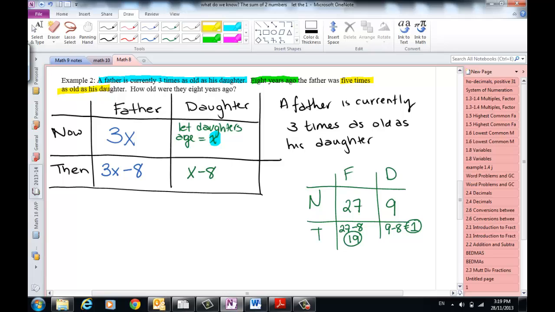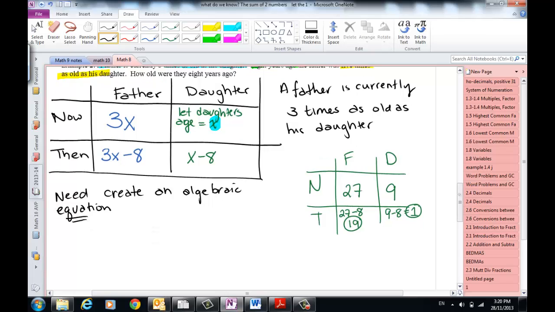So we've used this piece, 8 years ago, but we haven't used this 5 times as old. So the 5 times as old is going to be used so that we can create an equation. We want to be able to solve for the value of x, and that's what we've been doing in our classes so far. We've been solving for the values, and therefore we need to create an algebraic equation.